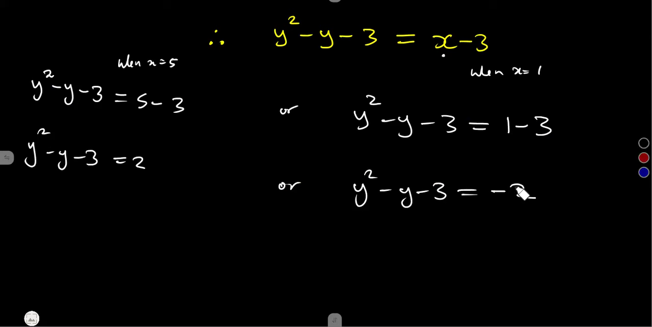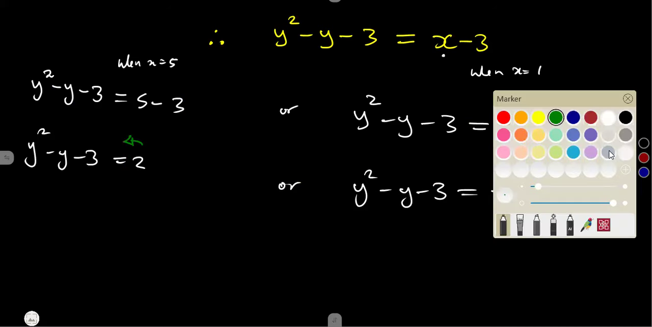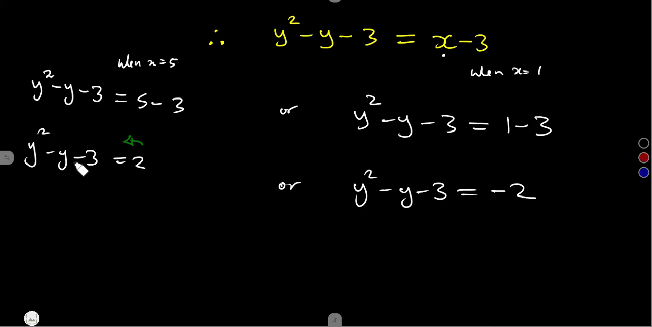Remember the format. One of the given sides must be equal to 0. So you're going to take the 2 to the other side. That is going to be what? A negative, because it's positive. So it's going to be y squared minus y, minus 3 minus 2. So minus 3 minus 2, that's what? Minus 5, which is equal to 0. Or we solve this side.